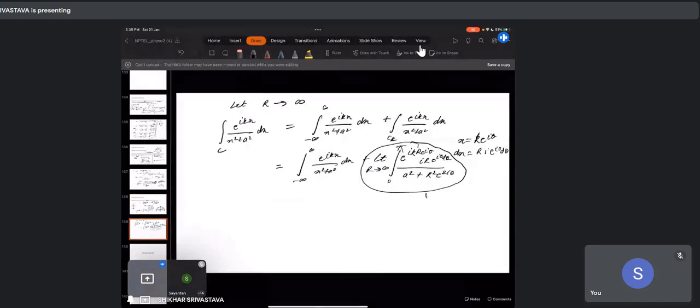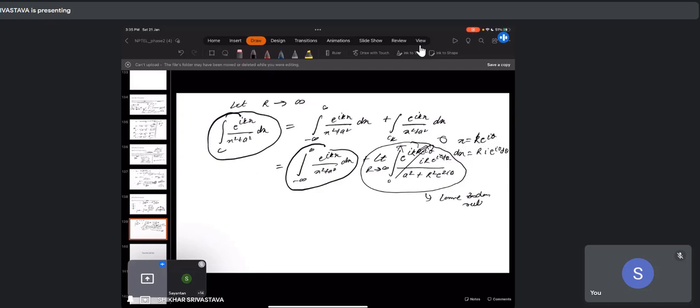So this integral, by Jordan's lemma, for r tending to infinity, tends to 0. So you are interested in finding this integral. That is nothing but the contour integral of this function, and we know how to find this contour integral using the Cauchy residue theorem. So the integral from minus infinity to infinity of e^(ikx)/(x square plus a square) dx will be nothing but the contour integral of this.